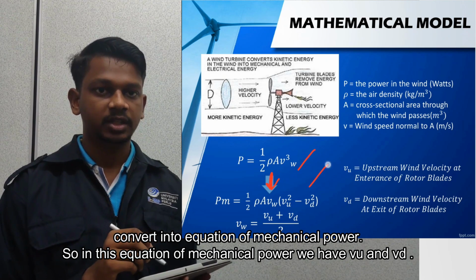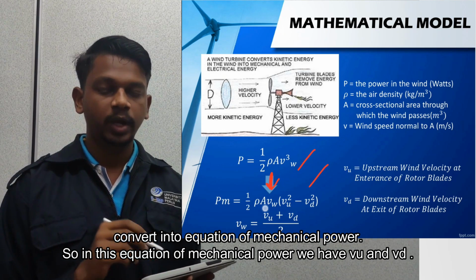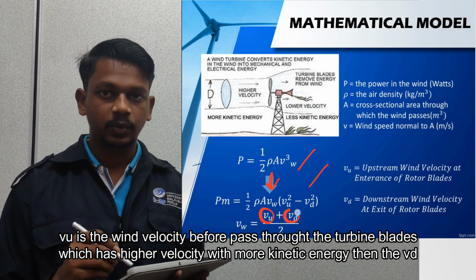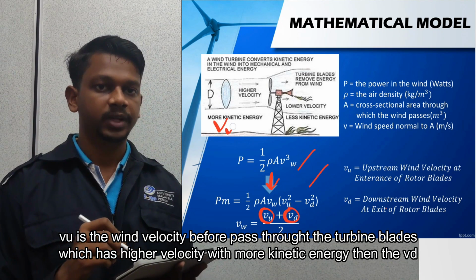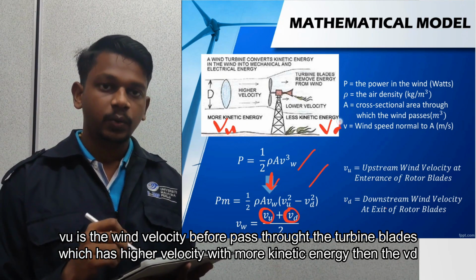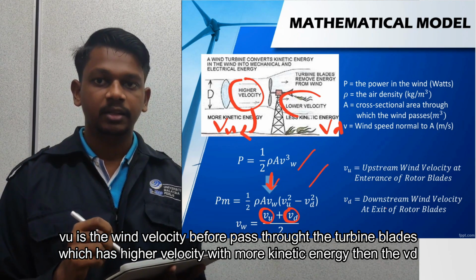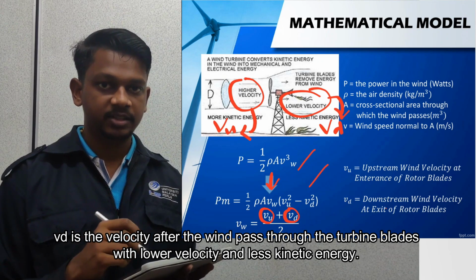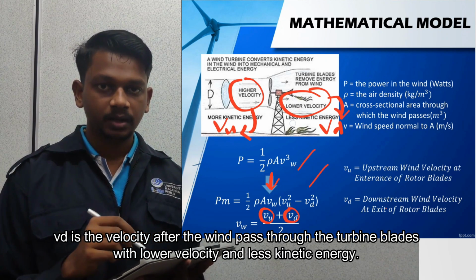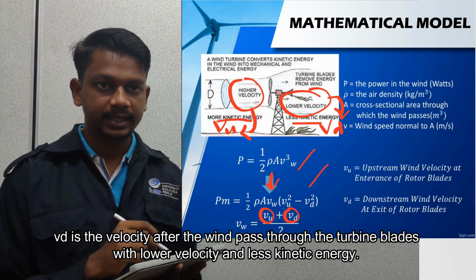So in this equation of mechanical power, we have Vu and Vd. Vu is the wind velocity before passing through the turbine blades, which has high velocity with more kinetic energy. Then the Vd is the velocity after wind passes through the turbine blade, with lower velocity and less kinetic energy.